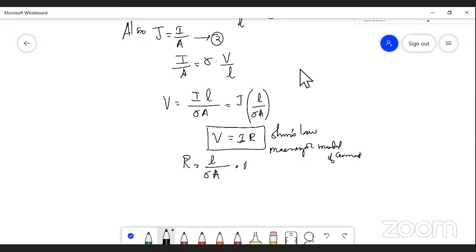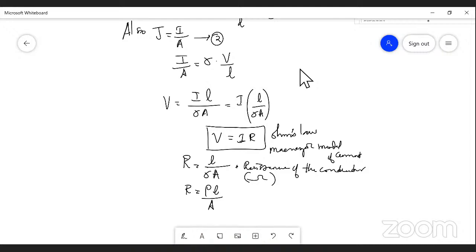This is called the resistance of the conductor. R is the resistance of the conductor. What is its unit? Ohm. Its unit is ohm. This expression can also be represented as R equals rho L divided by A.